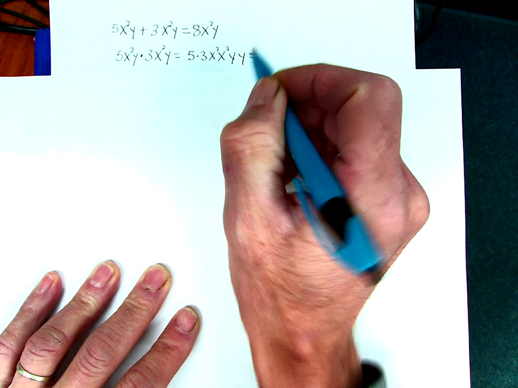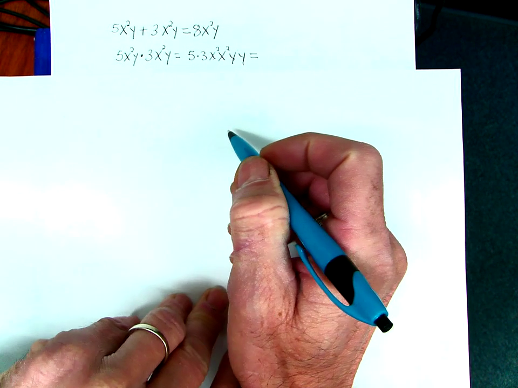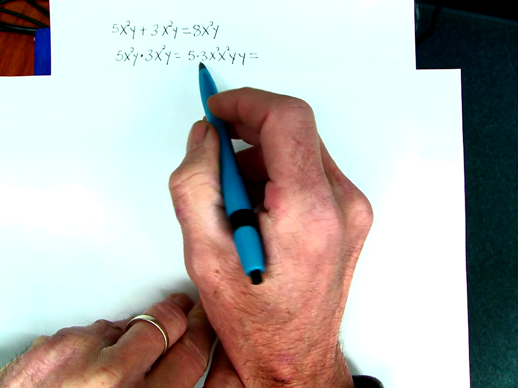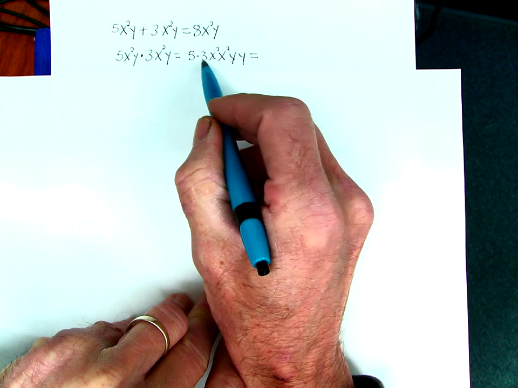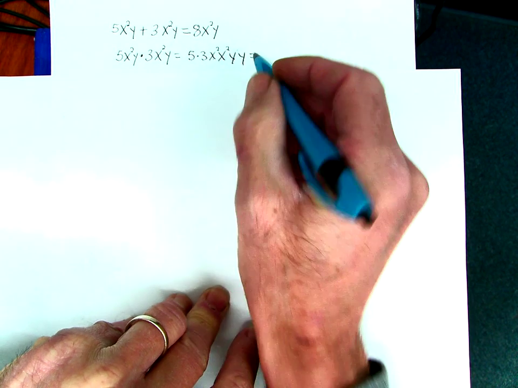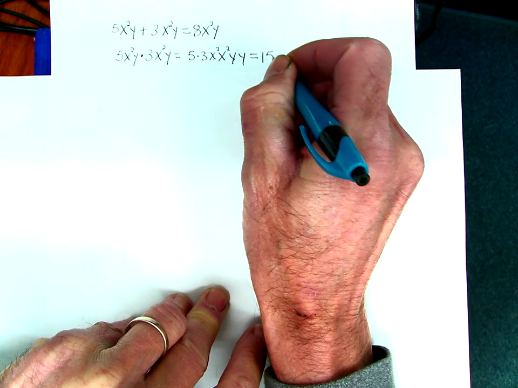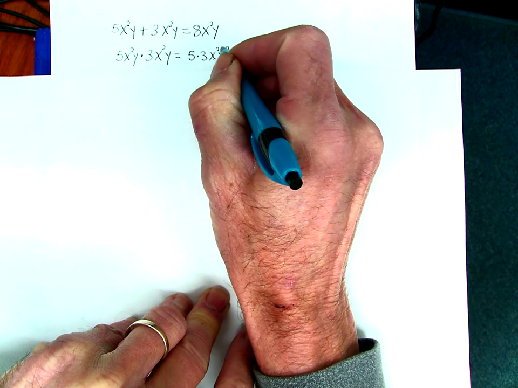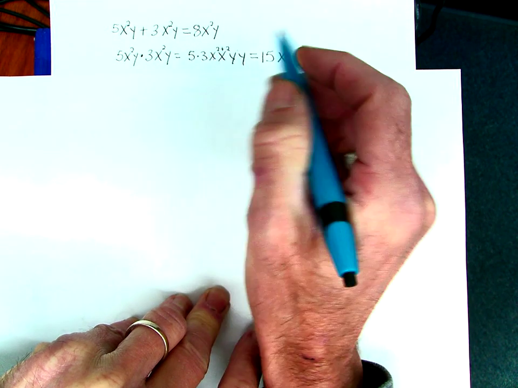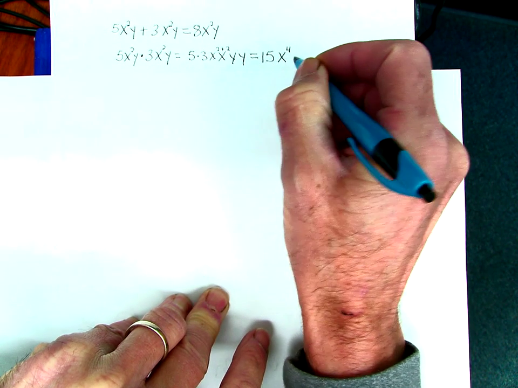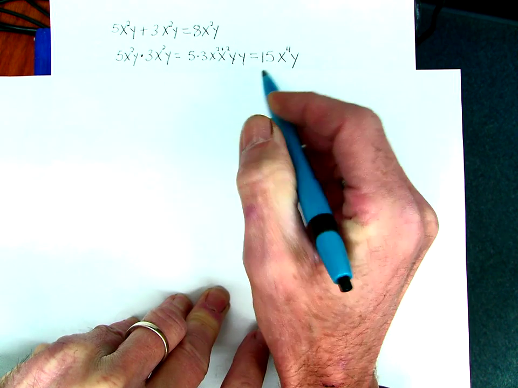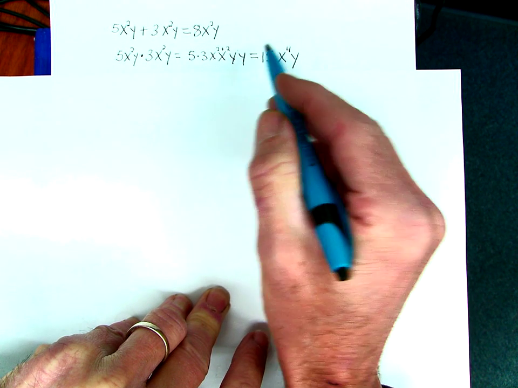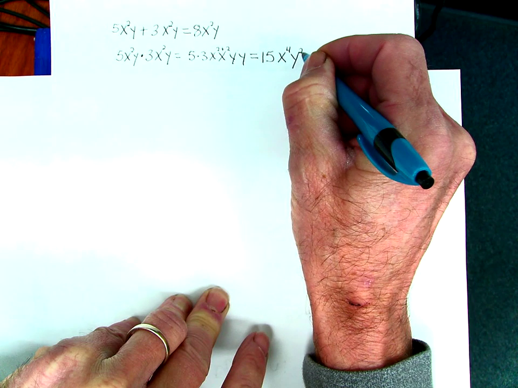The rule says when we multiply with exponents that we add the exponents. We don't have to worry about that with the 5 and the 3. It's just 5 times 3 is 15. Now we're going to have x's, and it's 2 plus 2, which is 4. And we're also going to have y's. Power of 1, power of 1. 1 plus 1 is 2.